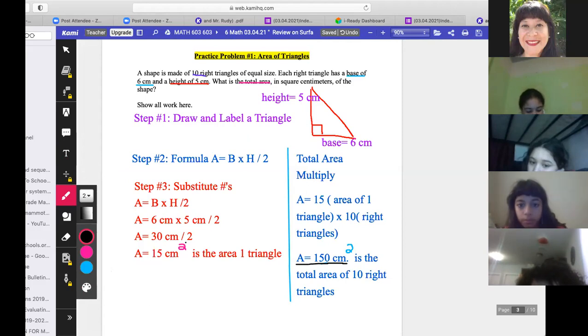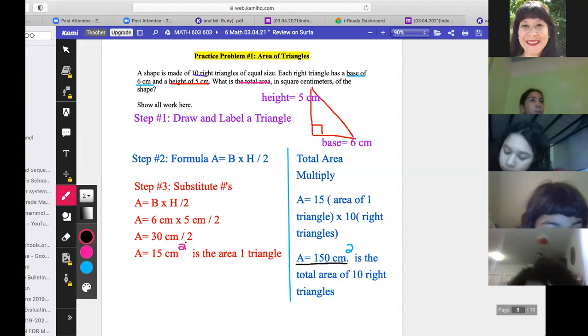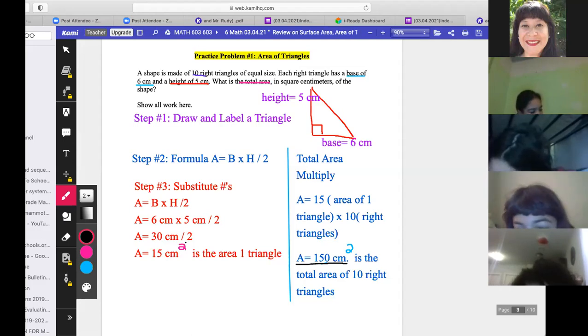Give me a yes if you understand this problem. Type in yes in the chat if you understand this problem. Good, thumbs up. Type yes in the chat so I can see it in the chat as well. Okay, I guess everyone's okay at this point.